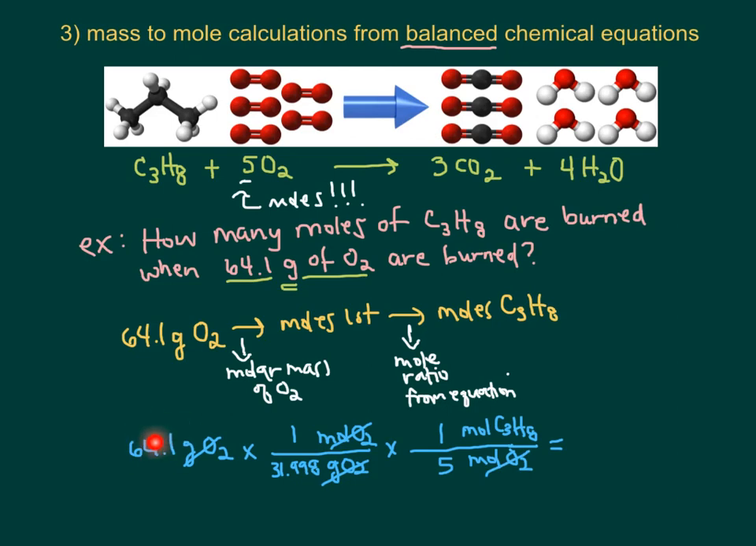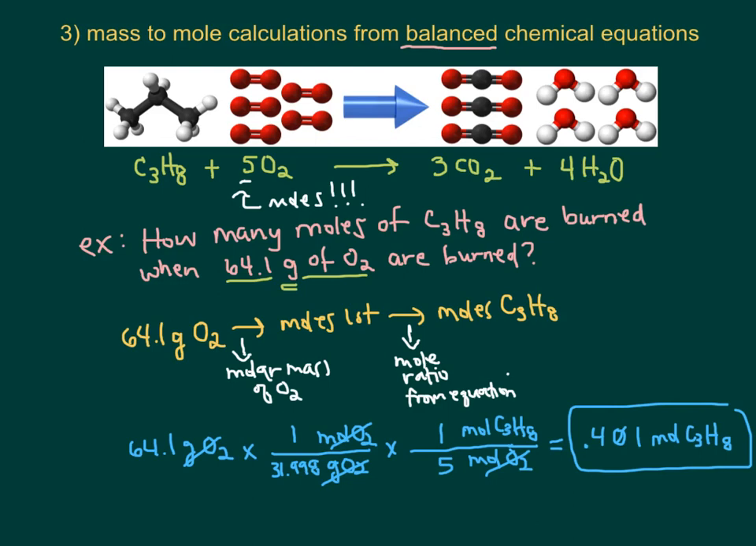So it becomes a matter now of just doing the math across. So 64.1 times 1 times 1, and then divided by 5 times 31.998. And when you do that, you get 0.4006, so 0.401 moles of C3H8. So in this question, it was a little bit more complicated because we had to take this little extra step to get oxygen into moles before we could do the equation we did before. But not that much harder because you should already know how to do this from the last unit.